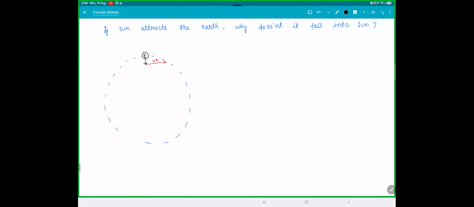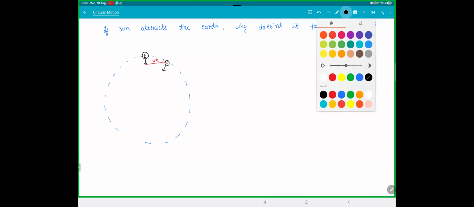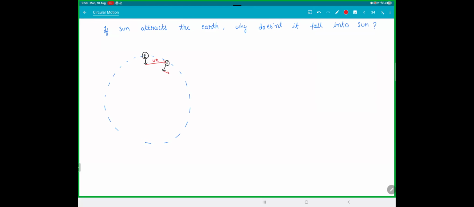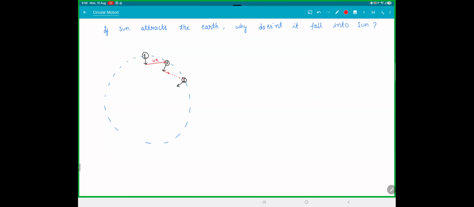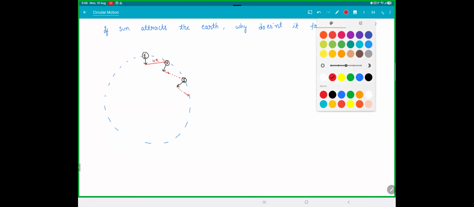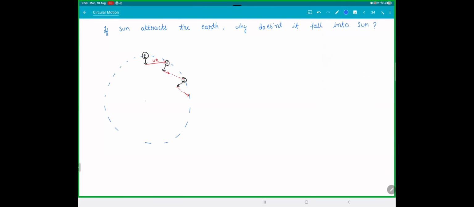Again, I'm exaggerating it, but it happens minutely. Again, the earth falls into the sun. Then your velocity is again putting you back on a circle. So the earth is always falling into the sun. If you just make the earth's velocity zero for a moment and leave it, it will go straight into the sun. So there is no one who is balancing the earth. Earth is not in equilibrium.